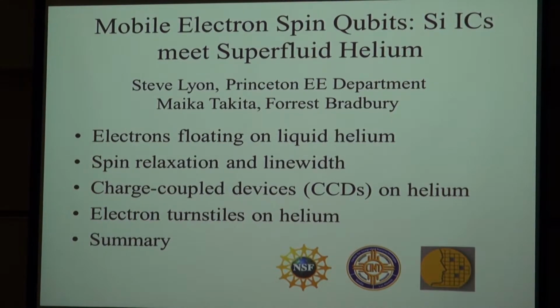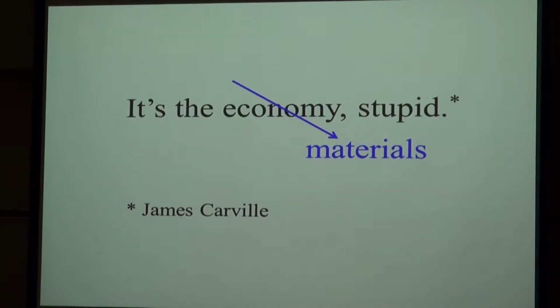So you go to most people and you say, well, I'm going to float electrons on helium. And they say, yeah, there's a lot of cool physics. What I want to convince you is that you can actually make devices. I come from a semiconductor physics background. You know, it's sort of transistors and these kinds of things. Well, we think we can do that with electrons on helium. So I'm going to talk about some CCDs and some turnstiles. And that will pretty much be the end of it.